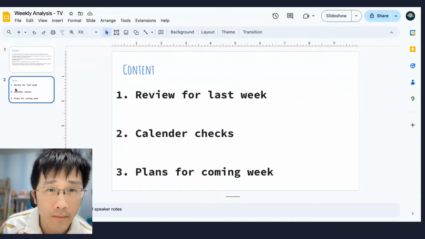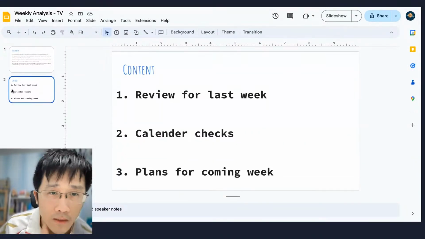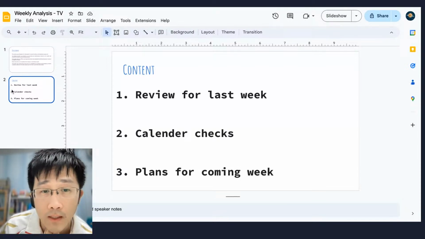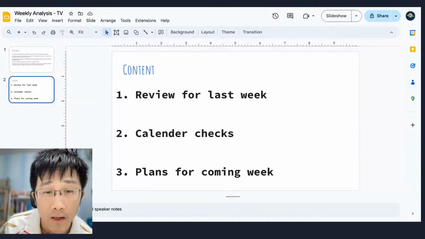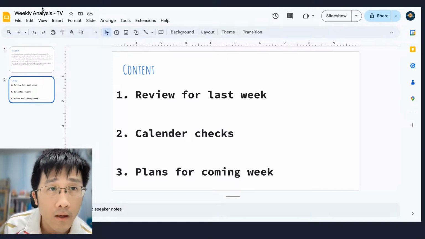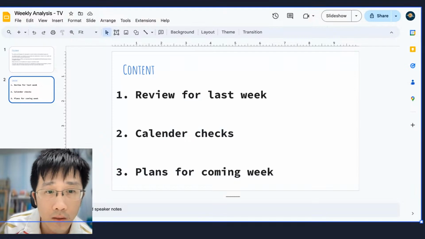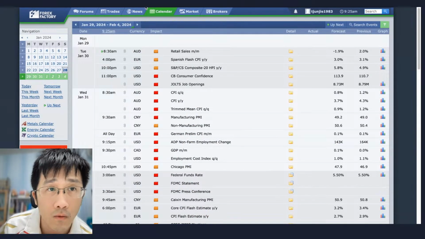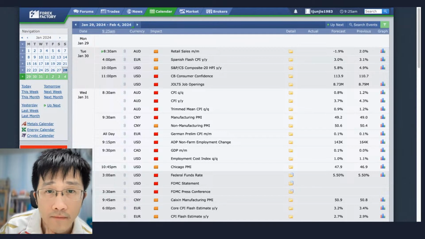Okay, then the content wise will be the same. The structure is basically the review for last week, what has happened in the forex market mainly, and then the calendar check, what do we have for the coming week, and thirdly, last of all, plan for the coming week. Okay, so the coming week, let me toggle to Forex Factory. Forex Factory is where I usually get my news feed from.